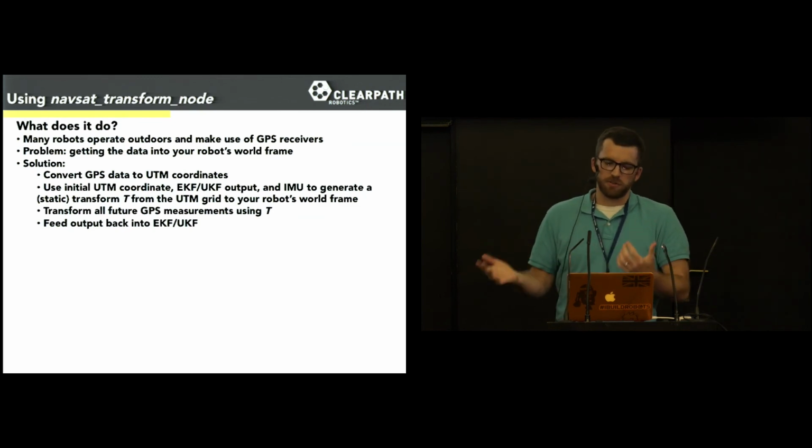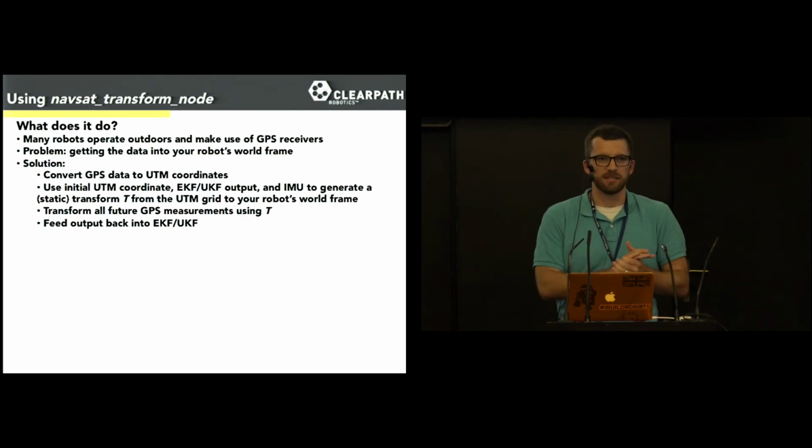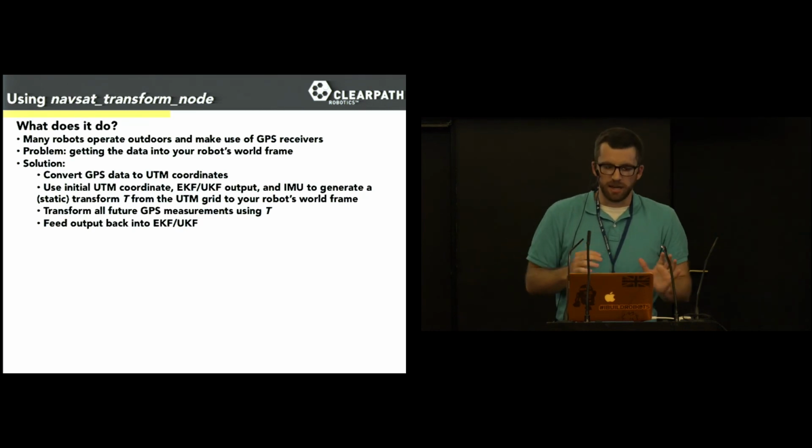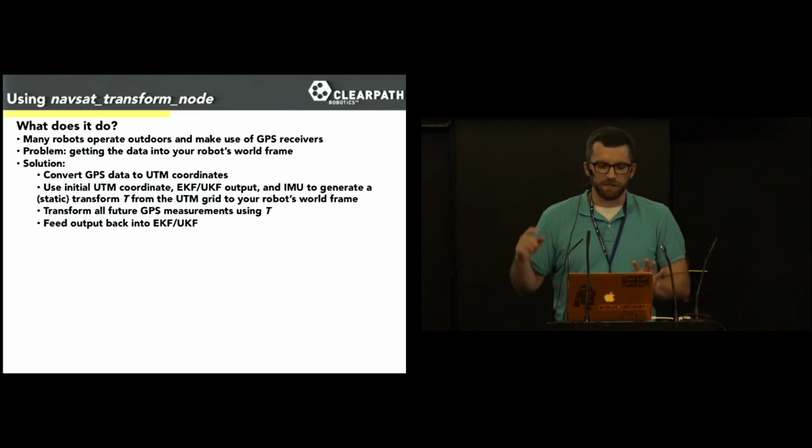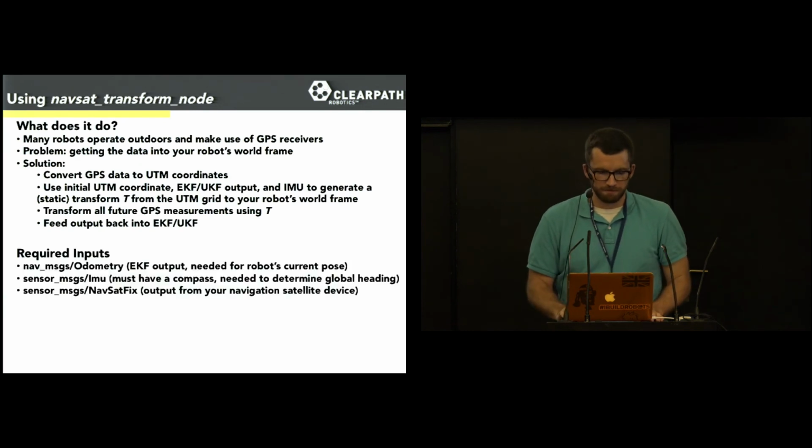We transform all future GPS measurements using that same transform, and then we can feed that back into the filter. And I know that seems a bit like a circular relationship. It's really not, because at the time that navsat_transform_node receives that first measurement from the odometry, from the EKF output, it doesn't actually have any data from the GPS included in it. So once it receives that, it generates the transform, and from that point on, it just uses that statically. So these are the required input messages.